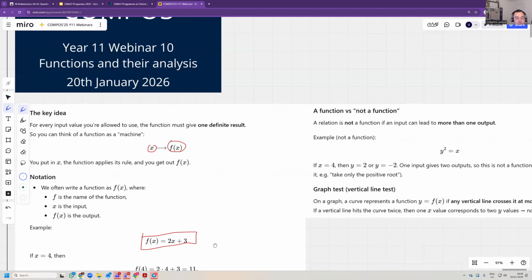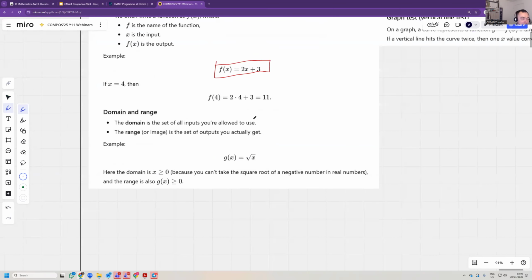Okay. The domain of a function is anything you can put in the function. The domain is the set of all inputs. The range is the set of all outputs.